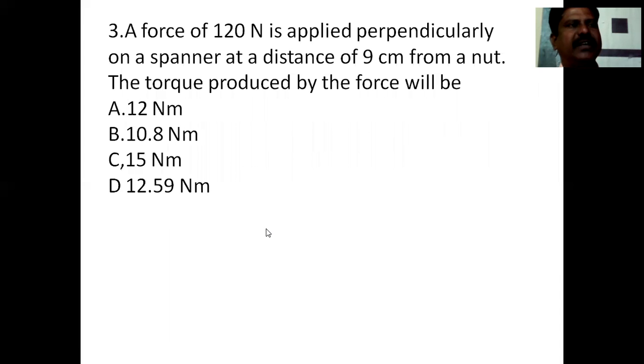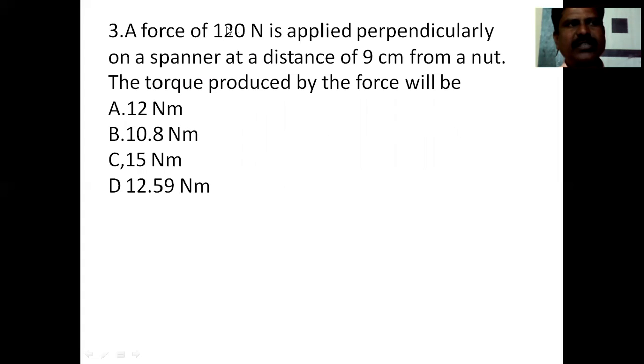So next we take another simple example. A force of 120 Newton is applied perpendicular on a spanner at a distance of 9 centimeters from a nut. The torque produced by the force will be how much? So we know that the torque is nothing but R into F.